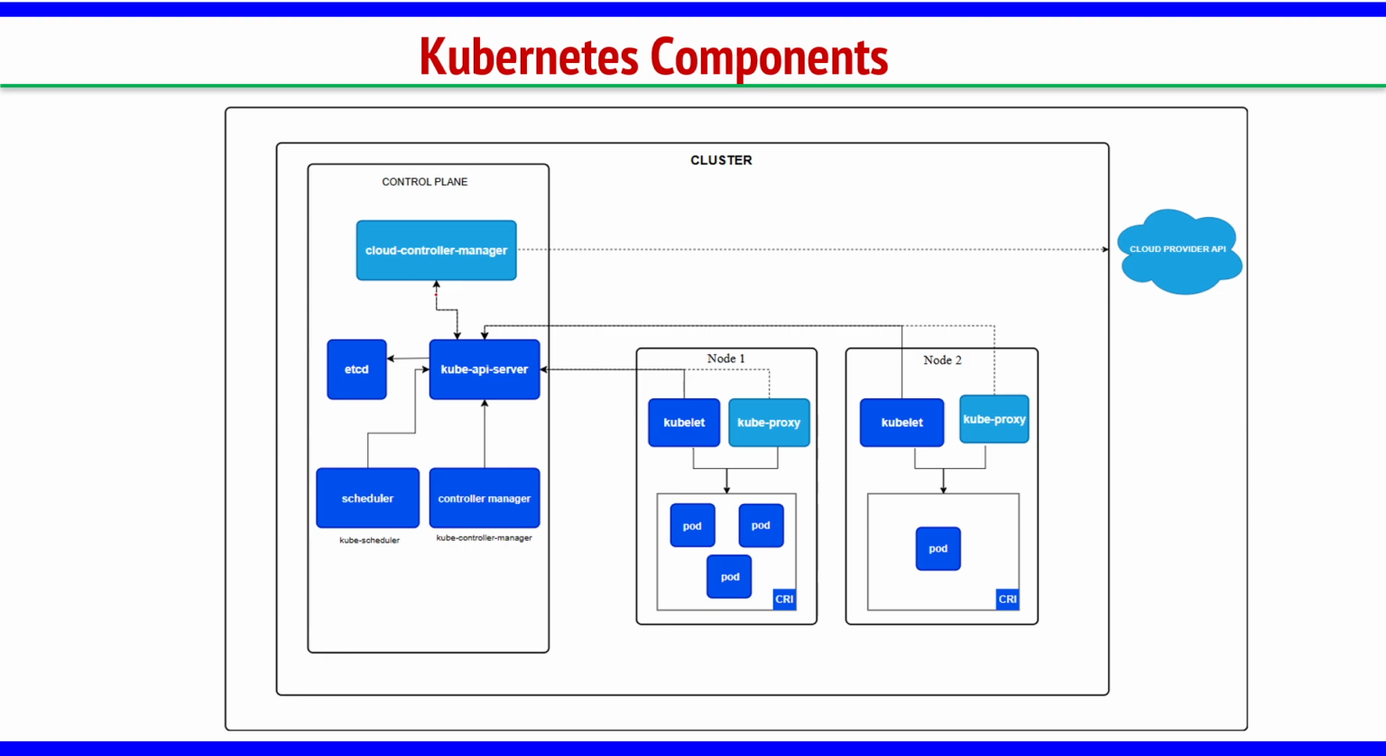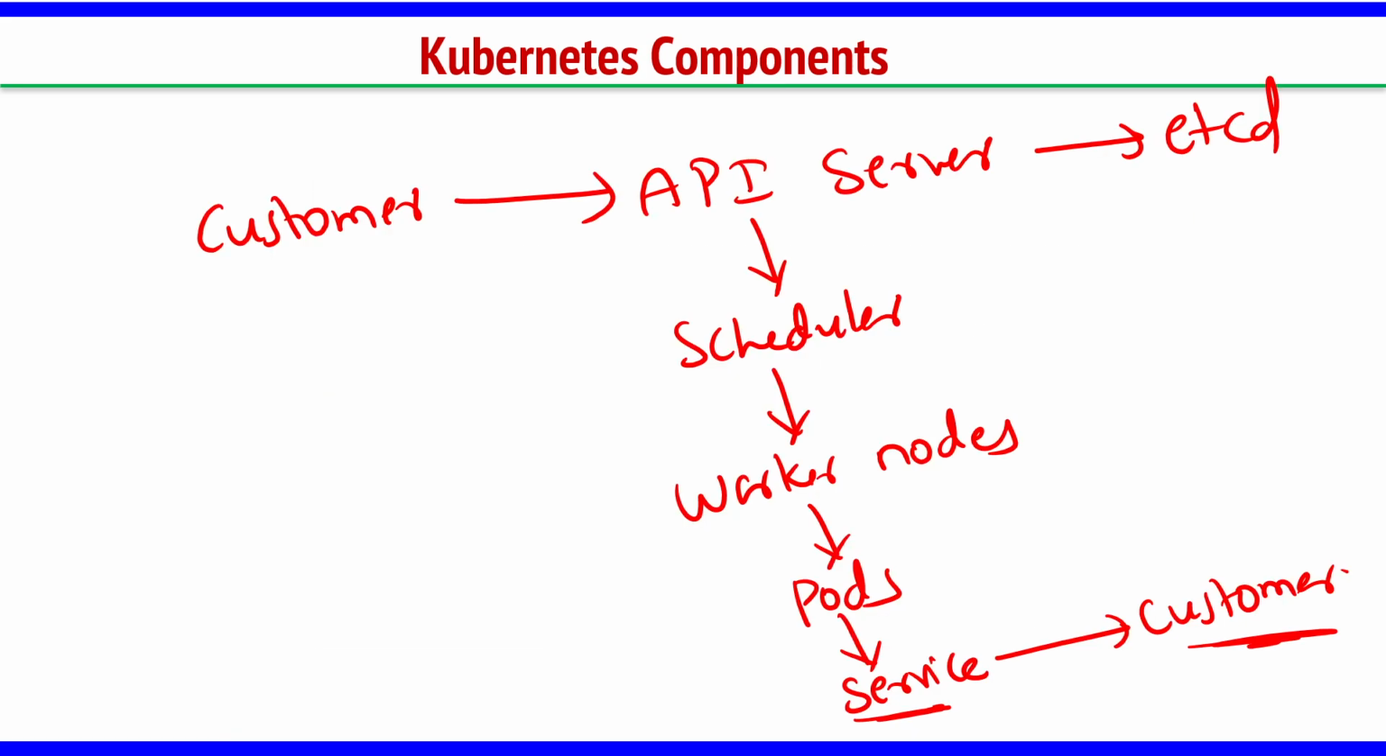Okay, so we have the API server, etcd, scheduler, controller manager, pods, and then we have kubelet and kubeproxy. Kubelet is one component for taking care of the health of the pod, and kubeproxy is responsible for communication between the pods, right? So we will understand more about this in technical terms.